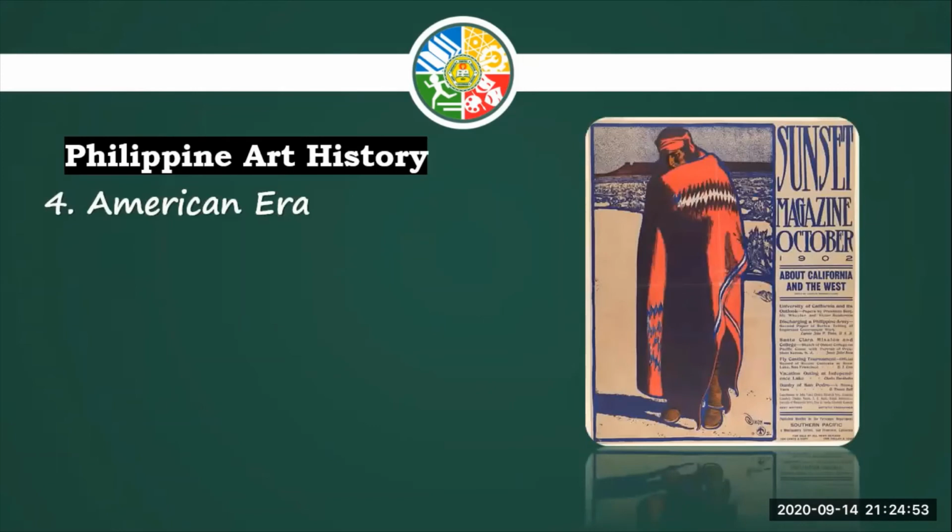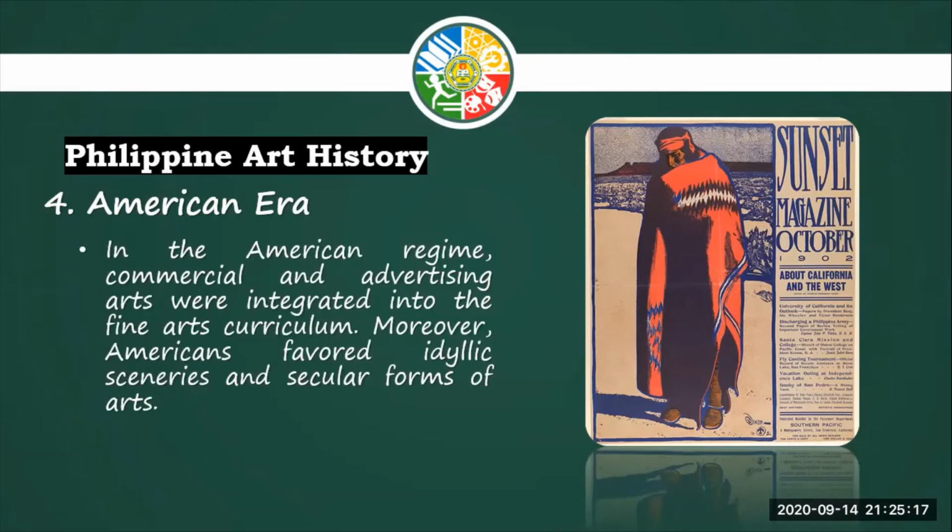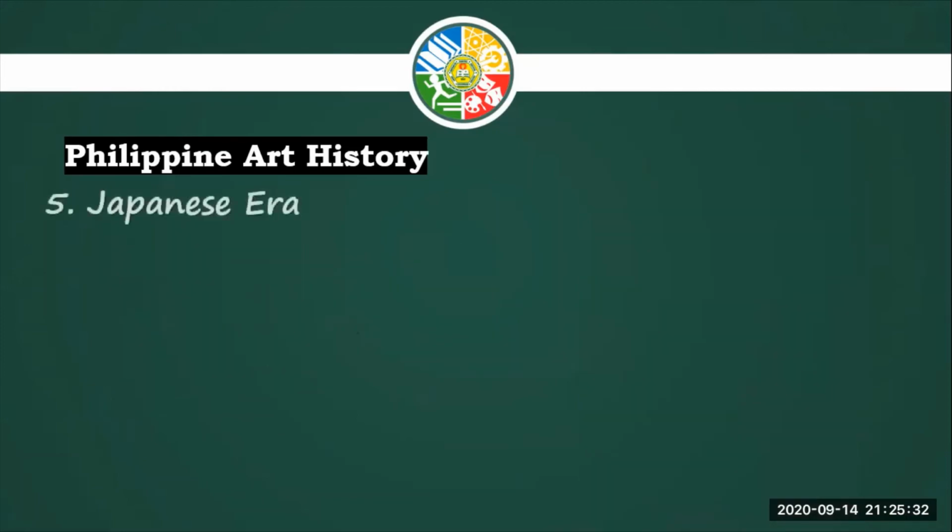American era. If we compare the American era to the Spanish era in terms of their contribution in artwork, the Spanish era focuses on religion, while the American era is more secular. Secular means anything that has nothing to do with religion. In the American regime, commercial and advertising arts were integrated into the fine art curriculum. Moreover, Americans favored idyllic sceneries and secular forms of arts.